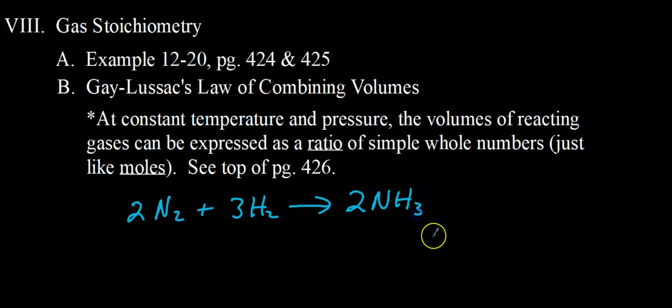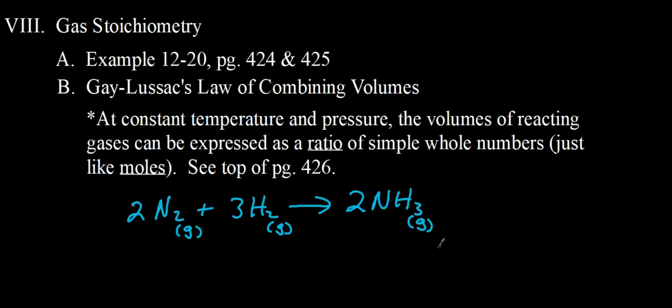One way is through relative number of particles. 2 molecules of nitrogen react with 3 molecules of hydrogen to produce 2 molecules of ammonia, which is really not useful. We're never dealing with such small quantities. Another way we can interpret this equation is 2 moles of nitrogen react with 3 moles of hydrogen to produce 2 moles of ammonia. We can take it a step further.